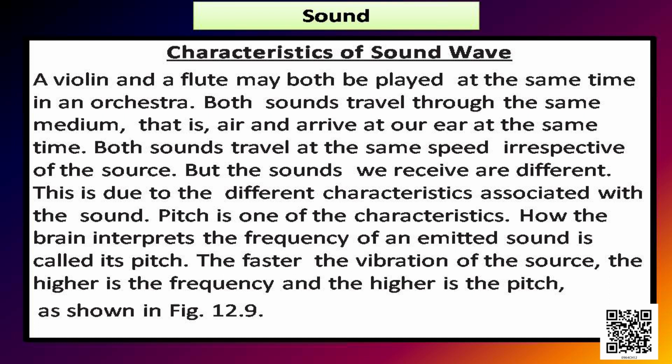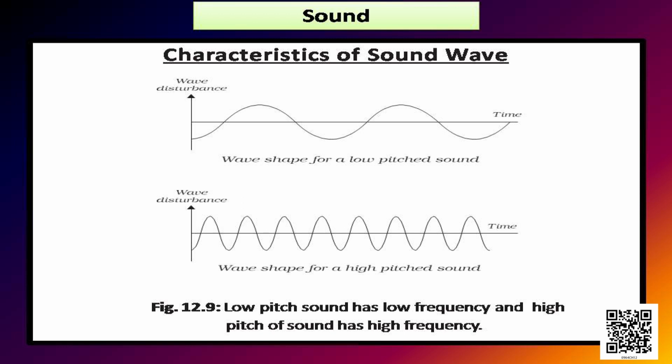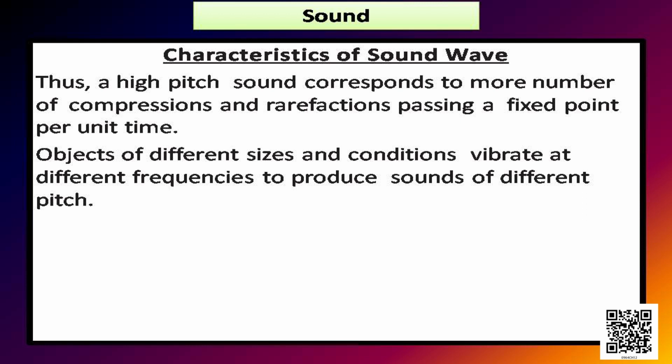Pitch is one of the characteristics. How the brain interprets the frequency of an emitted sound is called the pitch. The faster the vibration of the source, the higher is the frequency and the higher is the pitch, as shown in figure 12.9. Thus, a high pitch sound corresponds to more compressions and rarefactions passing a fixed point per unit time. Objects of different sizes and conditions vibrate at different frequencies to produce sounds of different pitch.